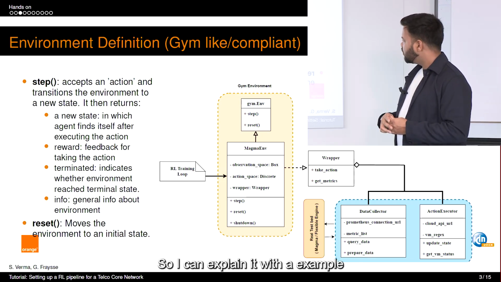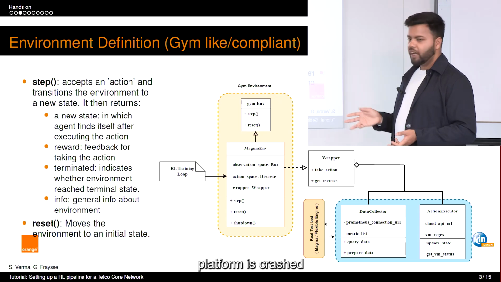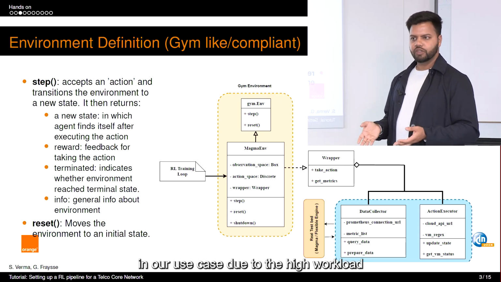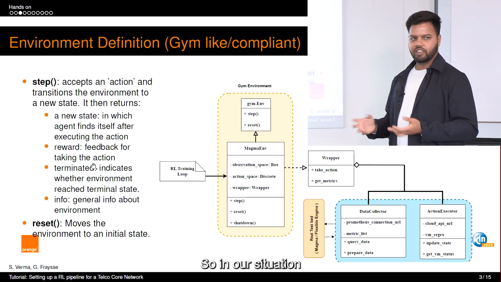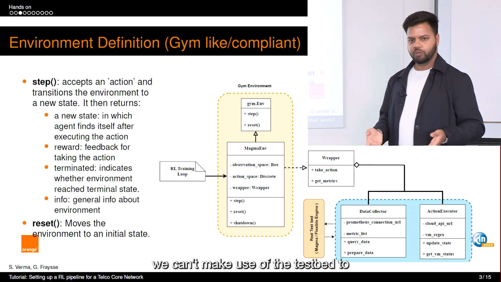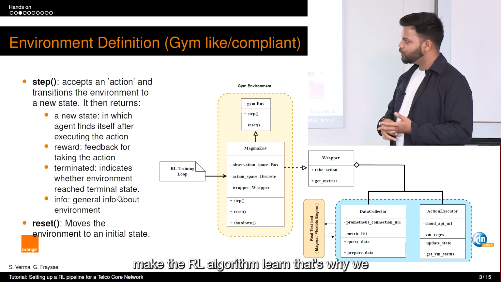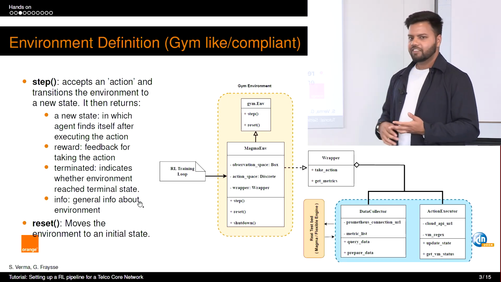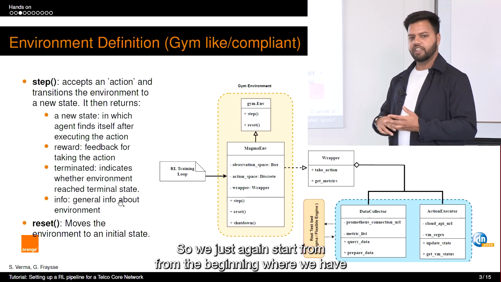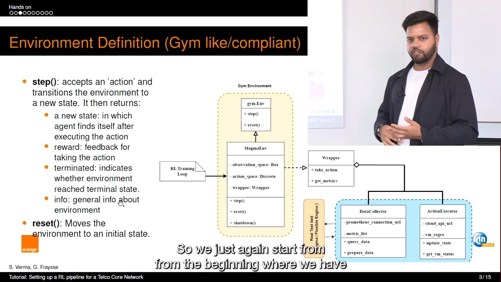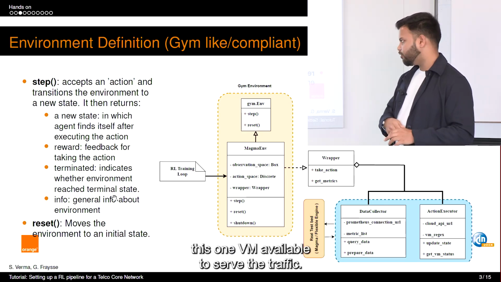I can explain it with an example. Let's say a platform has crashed in our use case due to the high workload. In that situation, we can't make use of the test bed to make the RL algorithm learn. That's why we turn off all of the VMs and leave just one VM on. So we just start again from the beginning, where we have this one VM available to serve the traffic.